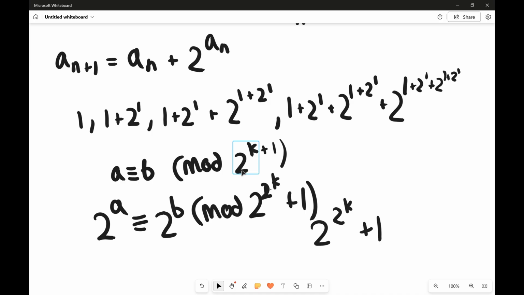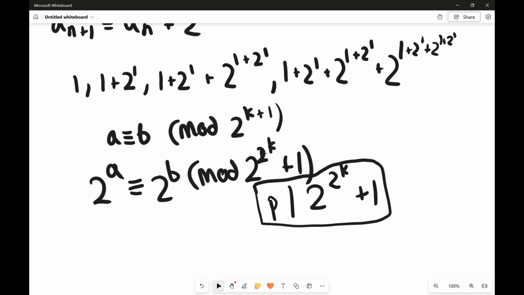And that does not affect our argument at all. So now that we know that it evens out whenever we have 2 to the k plus 1, we just need to show that there exist infinitely many primes p dividing this number.